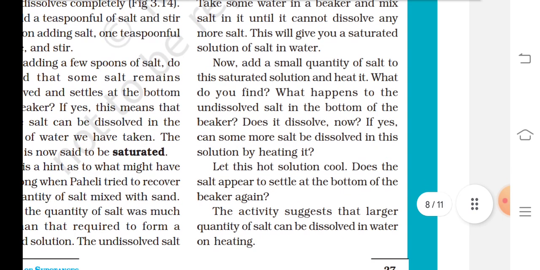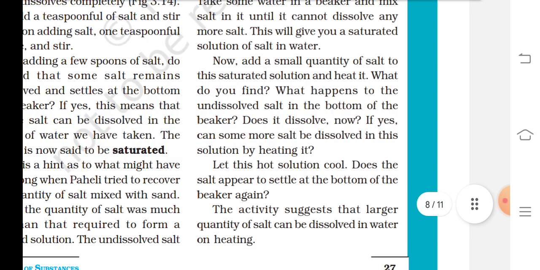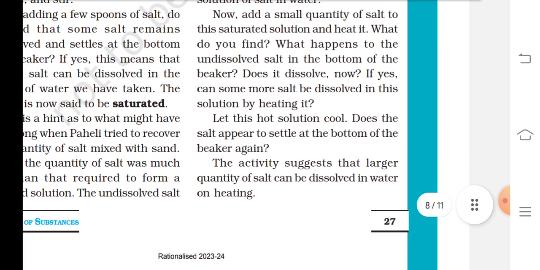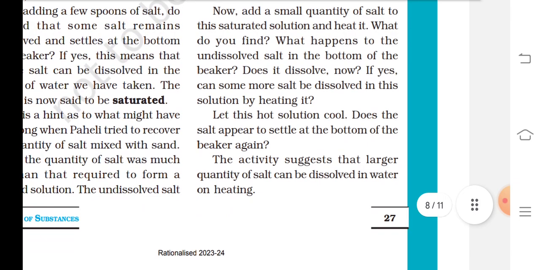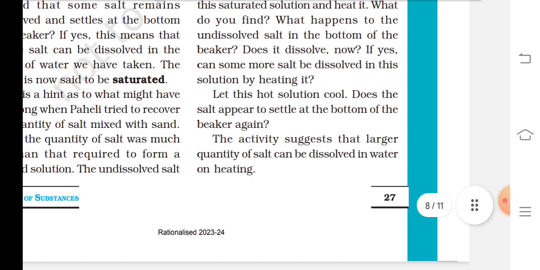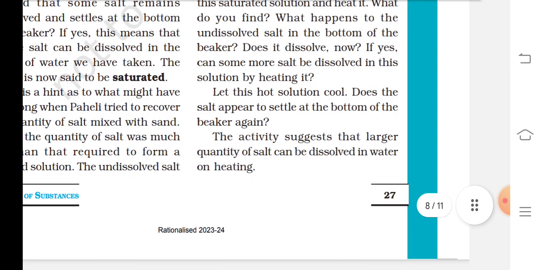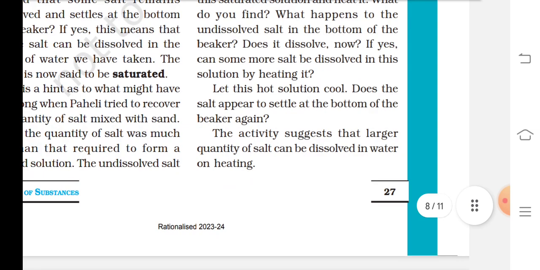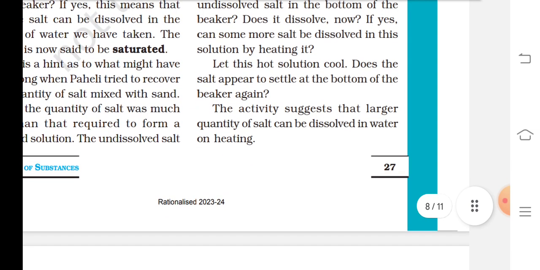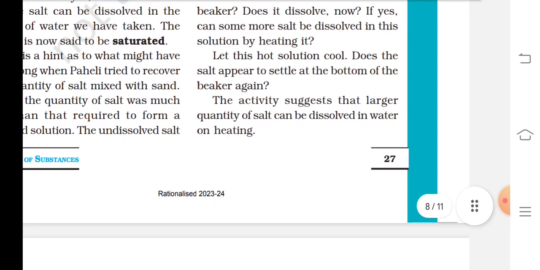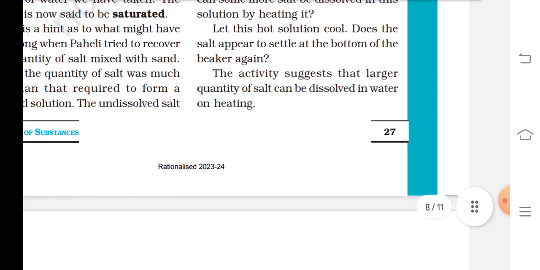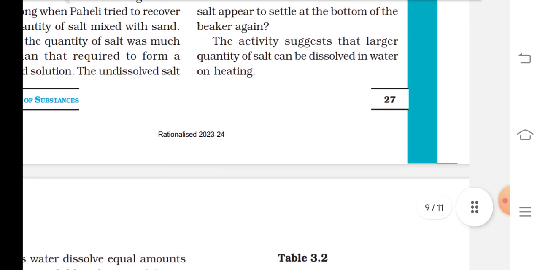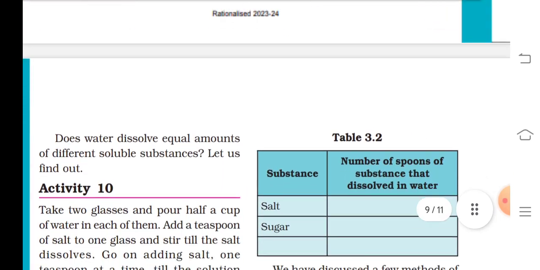Now add a small quantity of salt to this saturated solution and heat it. What do you find? What happened to the undissolved salt at the bottom of the beaker? Does it dissolve now? If yes, can some more salt be dissolved in this solution by heating it? Let this hot solution cool. Does the salt appear to settle at the bottom of the beaker again? The activity suggests that a larger quantity of salt can be dissolved in water on heating.